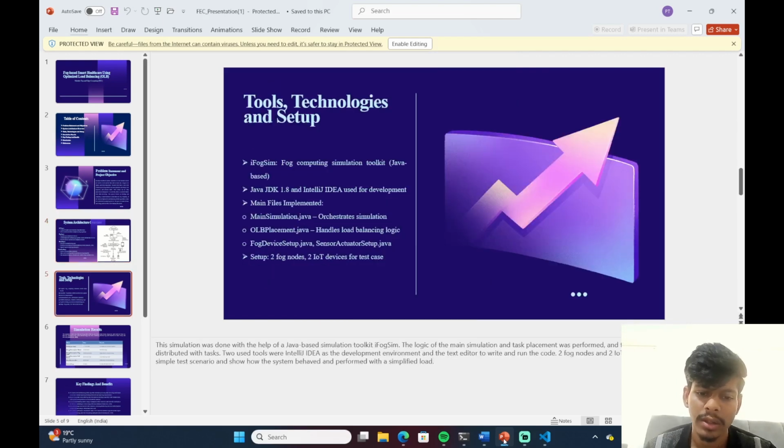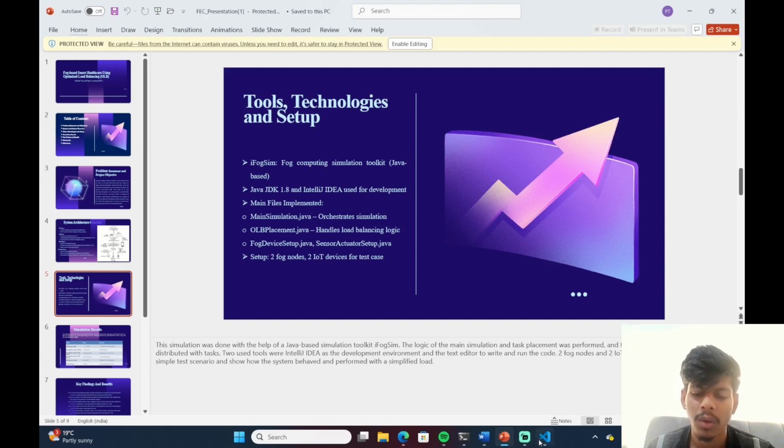So, tools and technologies. This simulation was done with the help of the Java-based simulation toolkit iFogSim. The logic of the main simulation and task placements were performed, and the fog nodes were deployed and distributed with tasks. The tools used were IntelliJ as the development environment and a text editor to write and run the code. Two fog nodes and IoT devices were used to create a simple test scenario and show how the system behaved and performed with a simplified load.